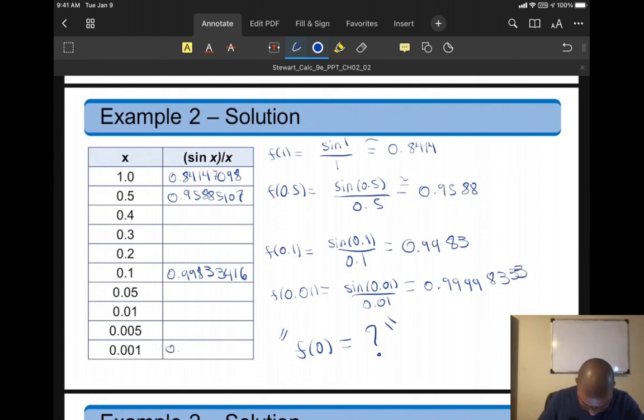So it's very, very close to what do you think? Give it a second and think about it. Pause if you need to guess. But as we make x get closer and closer to 1, this value of f is getting closer and closer to 0.